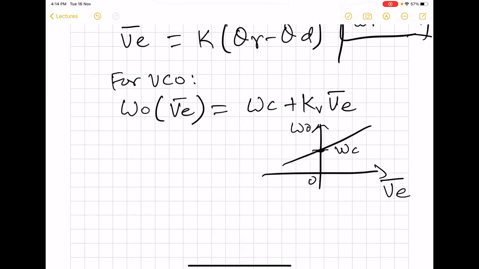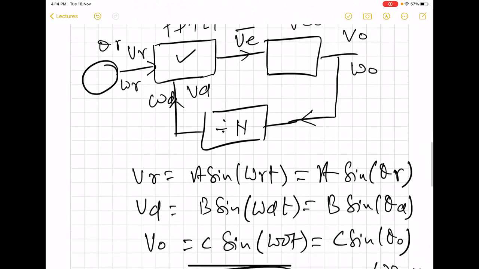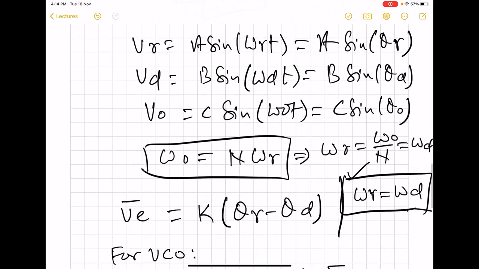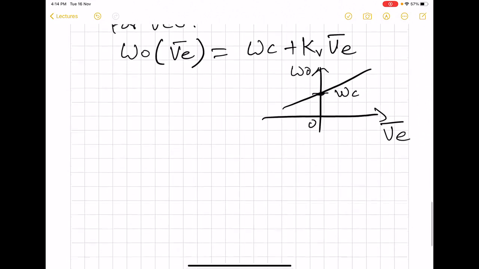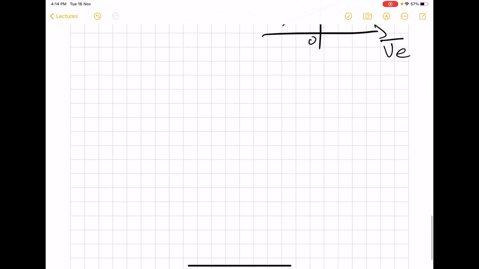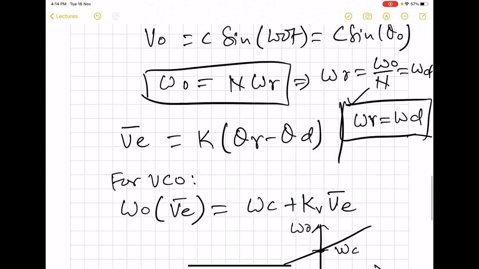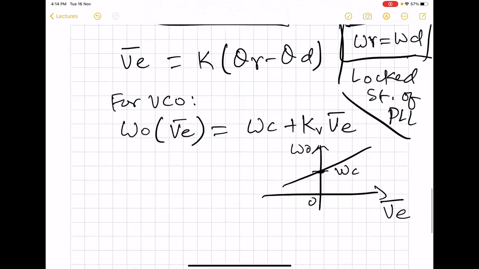So now first we will see how qualitatively this loop is able to ensure this equation. That means ultimately make omega d equal to omega r. So we are going to take two typical scenarios, and then we will try to see how this so-called locking, this means locked state of PLL, happens. So how does this PLL get locked, ensuring this equality.